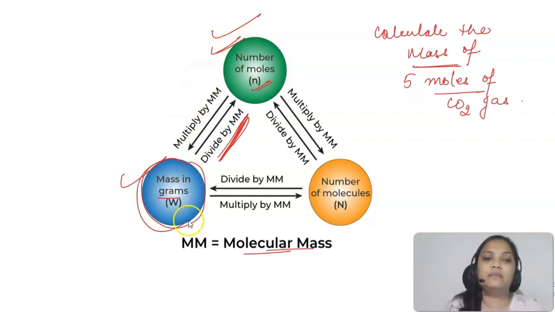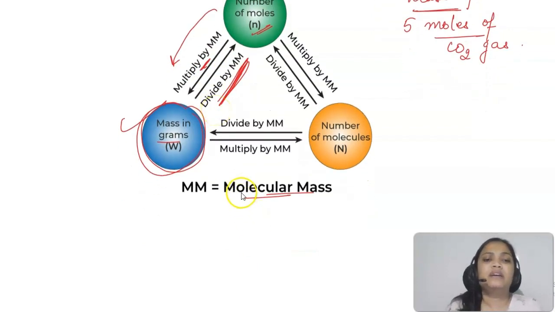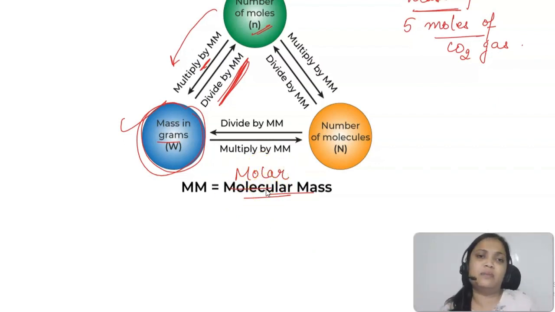And I have to find the mass. So from 5 moles, to find the mass, I will have to multiply with the molar mass. Instead of molecular mass, write molar mass, because molar mass can be atomic mass also if they're asking about atoms. In that case, you will say it's atomic mass. So MM means molar mass.